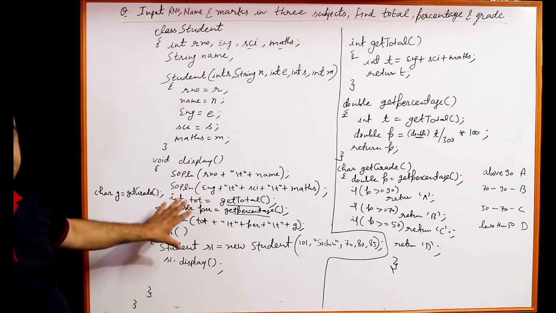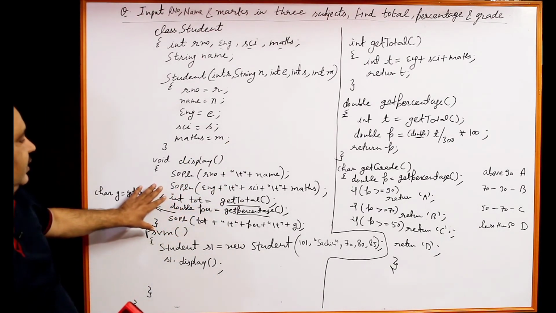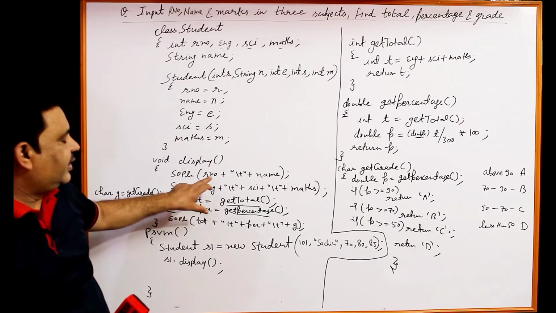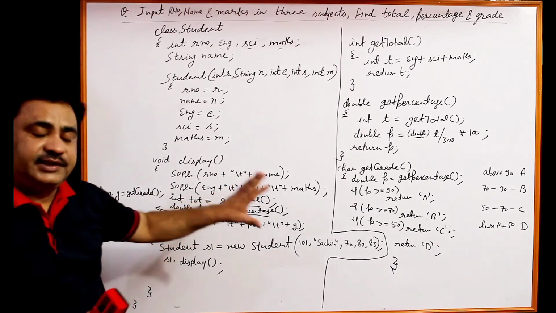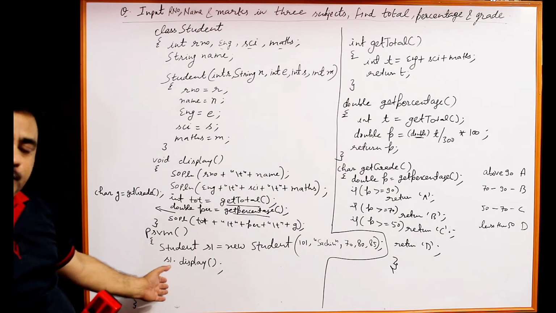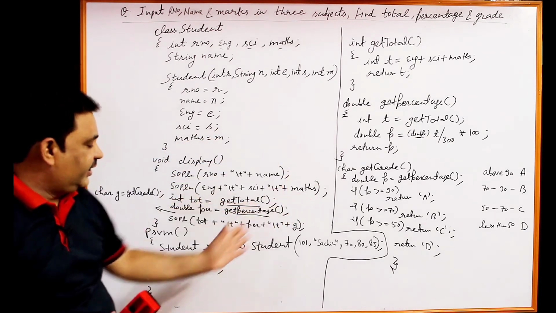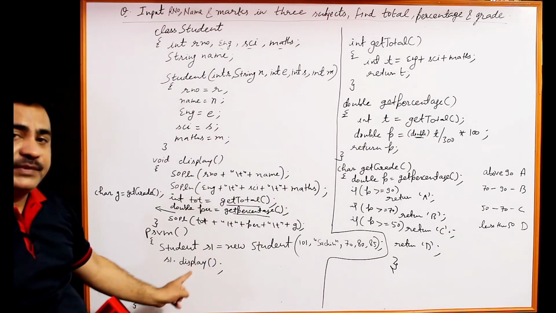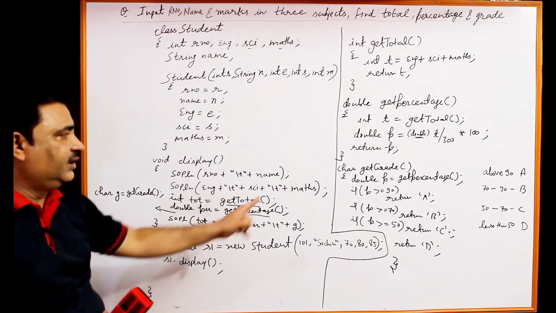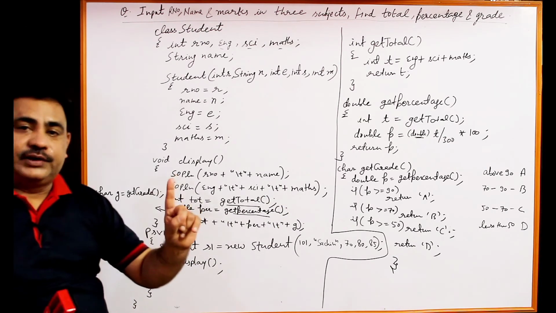It is not compulsory to call all the functions in the display function. In the display function you can only print the data members, roll number, name and marks in 3 subjects. If you want to print in the main function you can also call these functions getTotal, getPercentage, getGrade here also, but with the help of object, s1.getTotal(), s1.getPercentage() and s1.getGrade() you have to call. This is for one student.